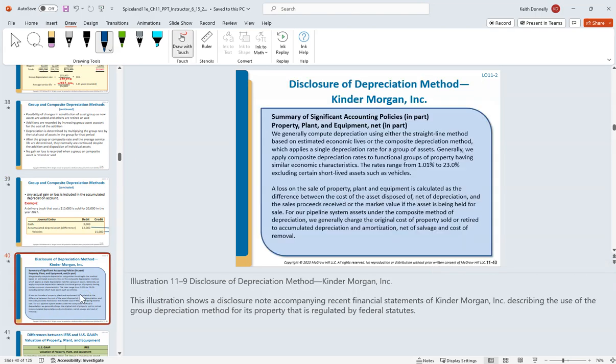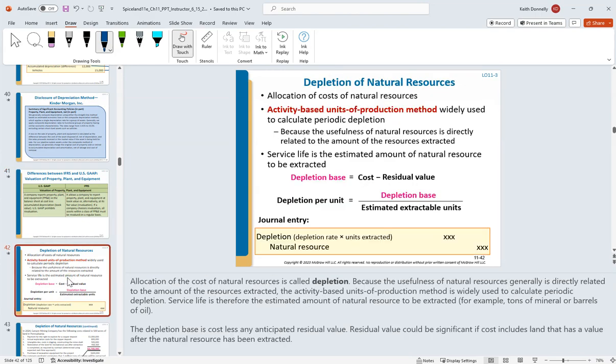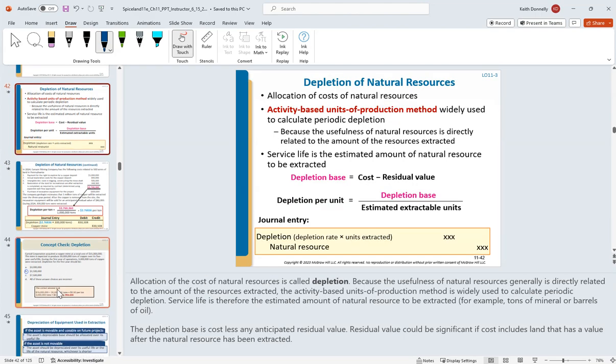Okay? You can see a disclosure note. Don't worry about IFRS. Let's talk a little bit about depletion, right? So depletion is going to be activity based. And if you think about depletion, it's natural resources. So maybe you buy a Christmas tree farm, right? I don't know. I'm not very good at drawing Christmas trees on there.